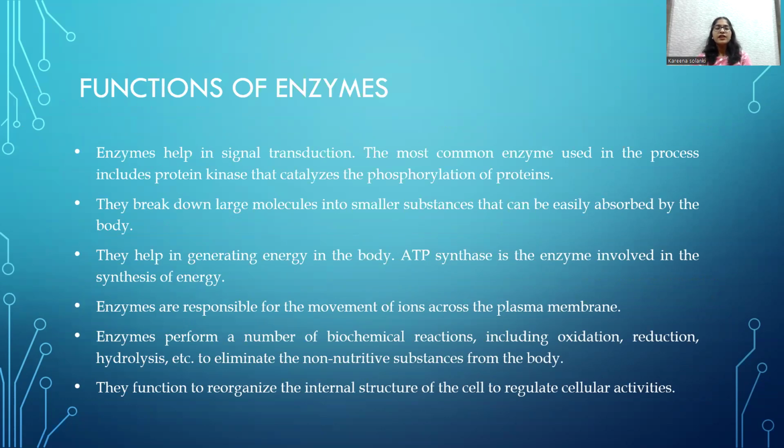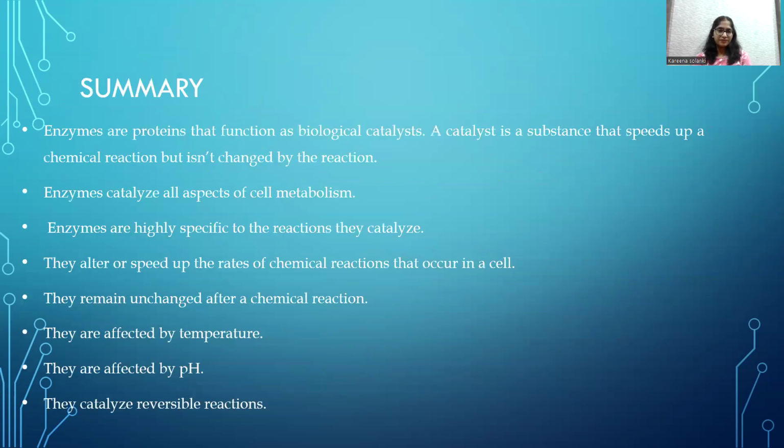Functions. Enzymes help in signal transduction. The most common enzymes used in the process include protein kinase that catalyzes the phosphorylation of proteins. They break down large molecules into smaller substances that can be easily absorbed by the body. They help in generating energy in the body. ATP synthase is the enzyme involved in the synthesis of energy. Enzymes are responsible for the movement of ions across the plasma membrane. Enzymes perform a number of biochemical reactions including oxidation, reduction, hydrolysis, etc. to eliminate the non-nutritive substances from the body. They function to reorganize the internal structure of the cell to regulate cellular activities.